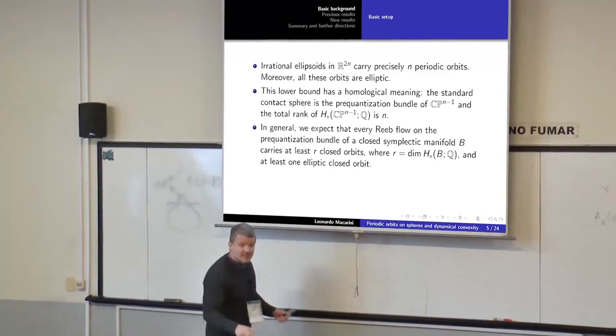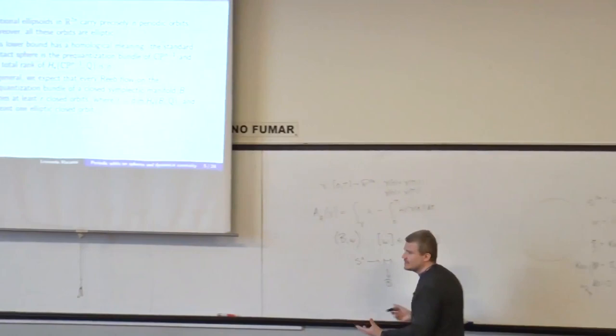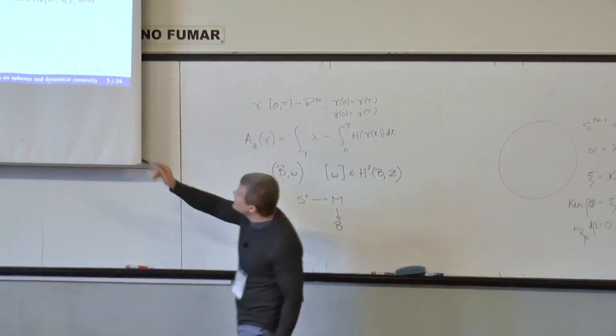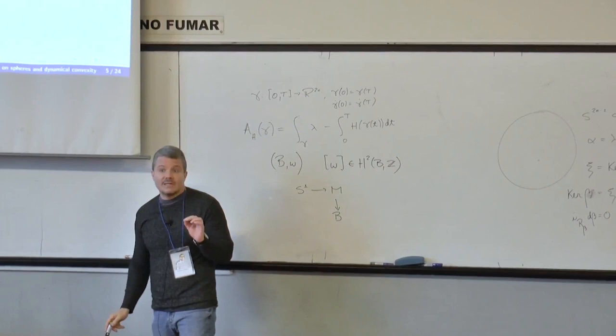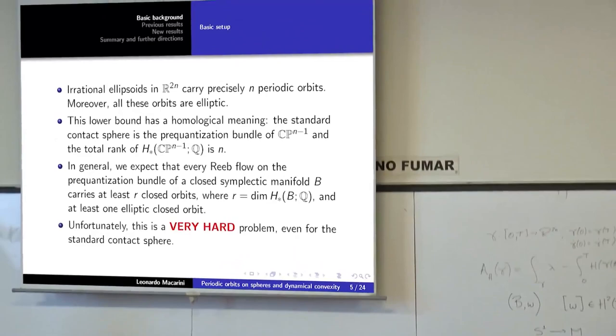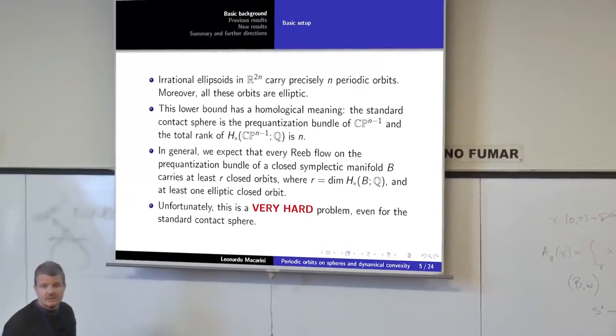In general, what you expect is that whenever you have this pre-quantization bundle, then you have at least r simple periodic orbits, where r is the total rank of the homology of B with rational coefficients, and at least one elliptic periodic orbit. This is what you expect in general. But unfortunately, it's far from being known. It's a very hard problem. Even for the standard contact sphere, it's far from being known.